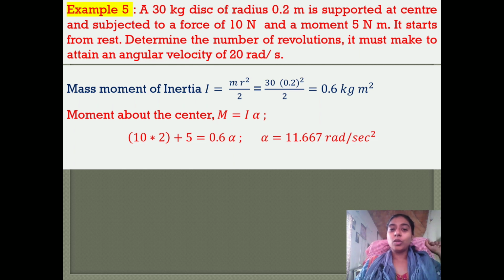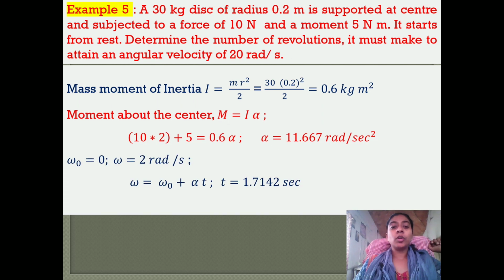I told you the total moment is equal to 10 into 2, where 10 is the force and 2 is the distance about the center, that is the radius. So 10 into 2 plus 5. So the total moment is equal to I alpha. I is 0.6, that is the moment of inertia, and alpha is angular acceleration. So we get angular acceleration as 11.667 radians per second square.